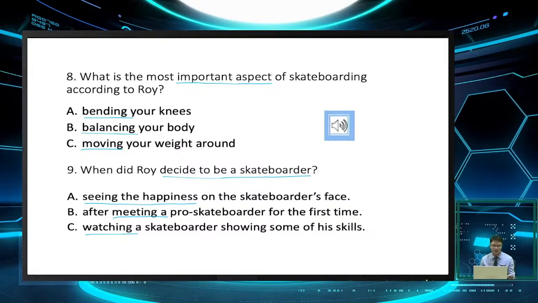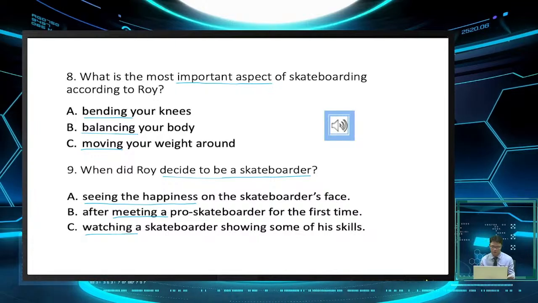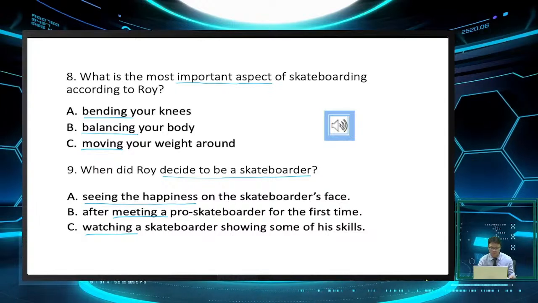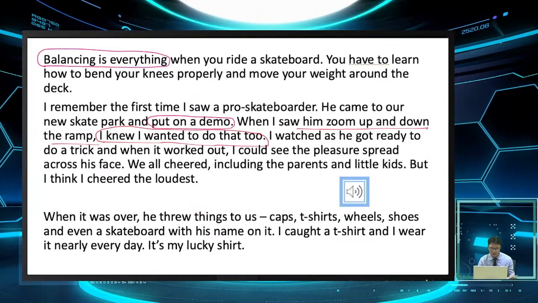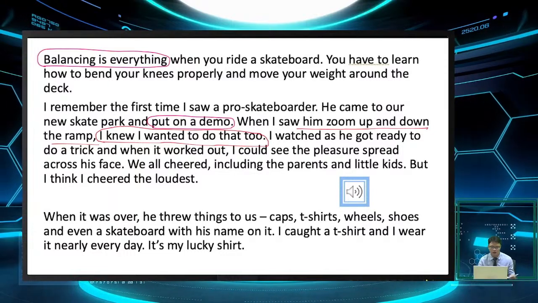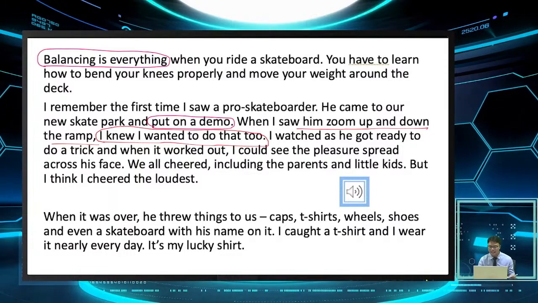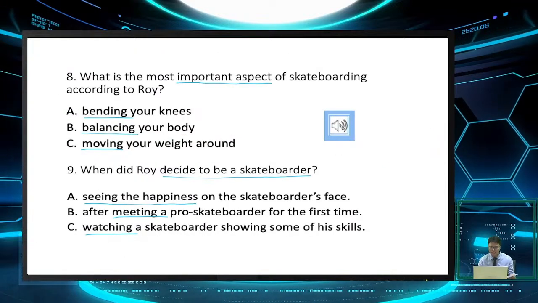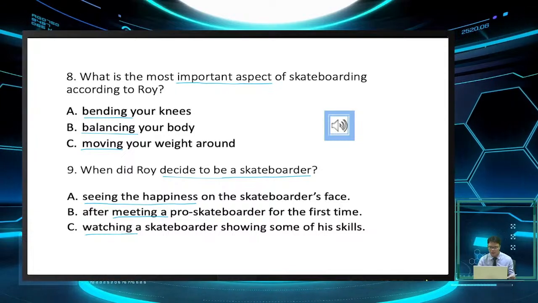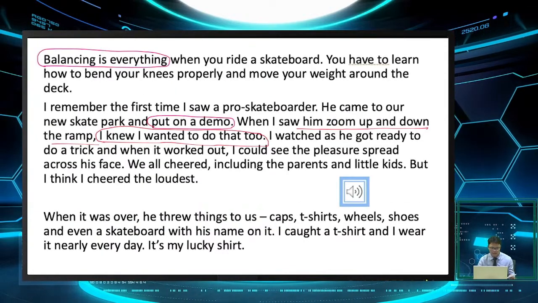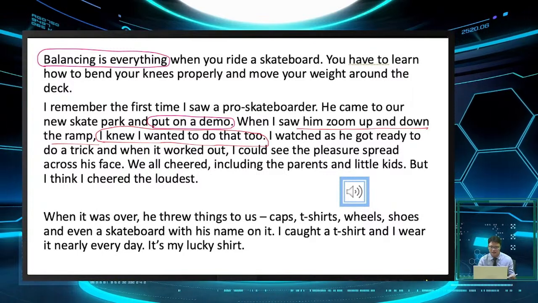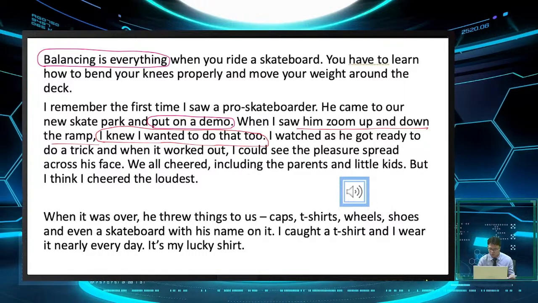Number 9, when did Roy decide to be a skateboarder? A, seeing the happiness of the skateboarder's face. Look at this one. We could see the pleasure spread across his face. But is it the reason why he decided to be a skateboarder? Now, B, after meeting a pro skateboarder for the first time. Again, he saw him, but is it mentioned in the next line that this is why he wanted to do it?